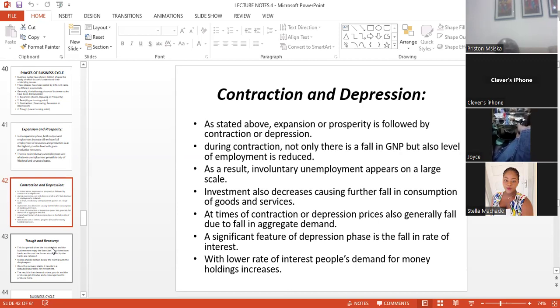So companies, because they are not selling, will not increase investment. They will not buy new factories. They will not plant new factories. They will not continue investing in more production. As consumption falls, investment also decreases. And aggregate demand also falls.